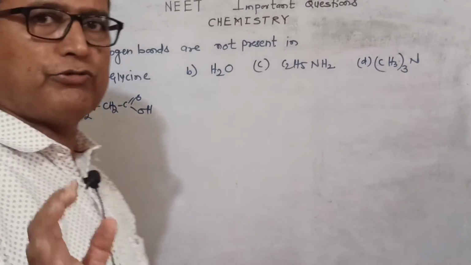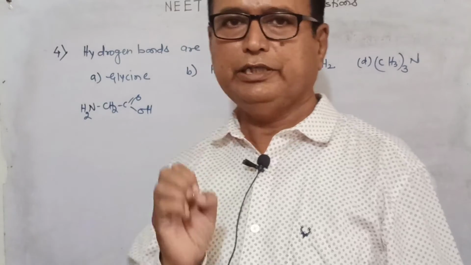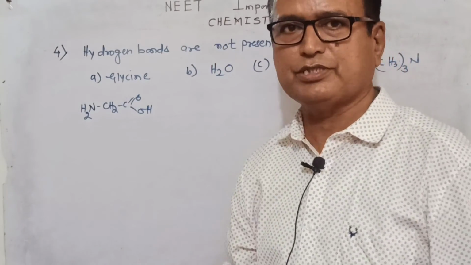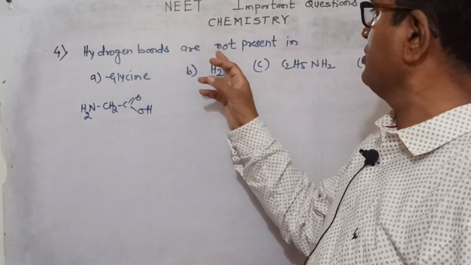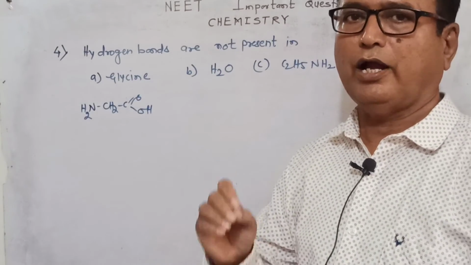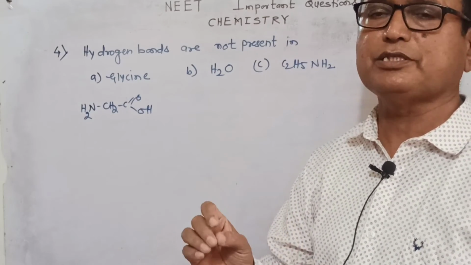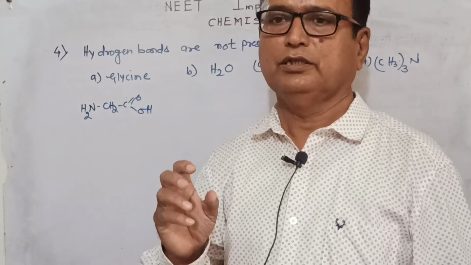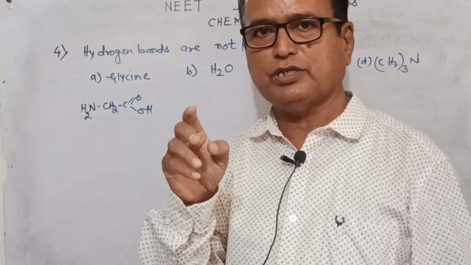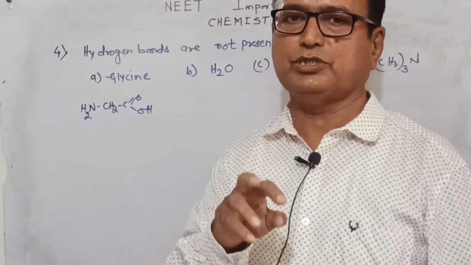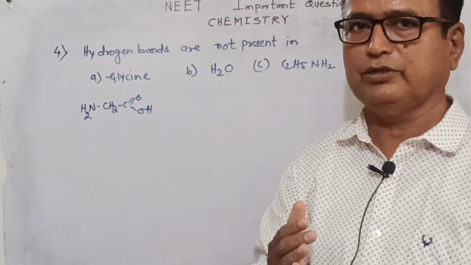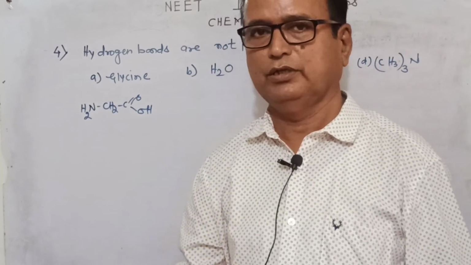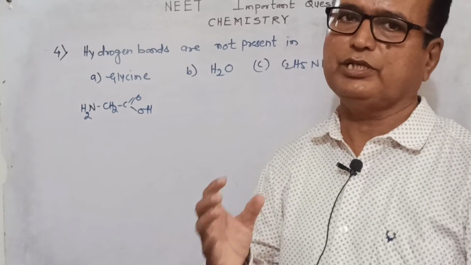So it is our fourth question for this period for NEET examination. So many types of questions are there. Hydrogen bonds are not present in which? Hydrogen bonds are formed with hydrogen and oxygen and hydrogen and nitrogen. In nitrogen and oxygen, in nitrogen and hydrogen of different molecules, hydrogen bonds are formed. Hydrogen bonding is related with this.